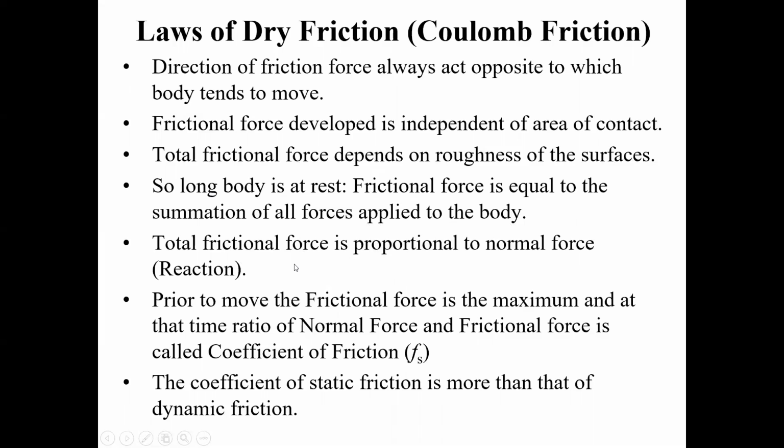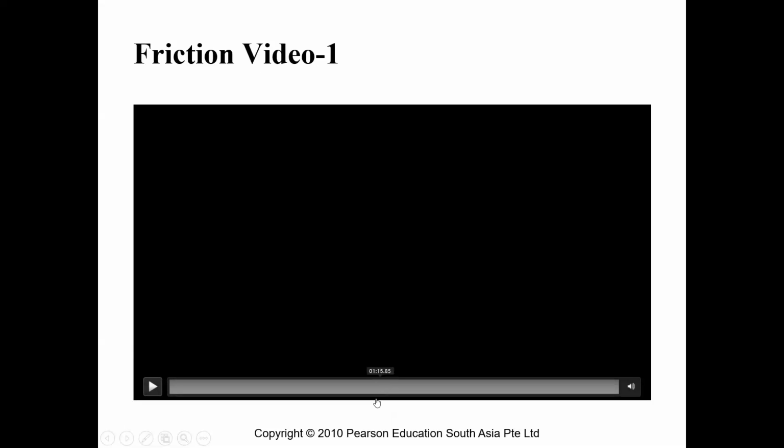And this proportion or ratio is called the coefficient of friction. I will tell you more after some time. Prior to the move, the friction force is maximum, and at that time the ratio of frictional force and normal force is called the coefficient of friction. I have told you. The coefficient of static friction is more than that of dynamic friction, which I'll show just after some time. Now you check the video.